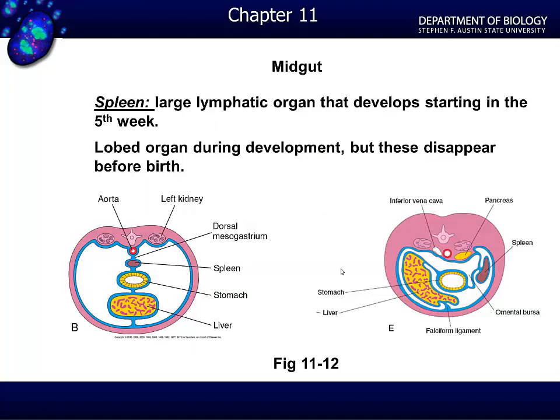Now, looking at other midgut derivatives, we talk about the spleen, and mostly we talk about the spleen not as a component of the digestive system. It's not even an accessory gland, but because this develops within the dorsal mesentery, the dorsal mesogaster, we cover that here. So the spleen is one of our largest lymphatic organs.